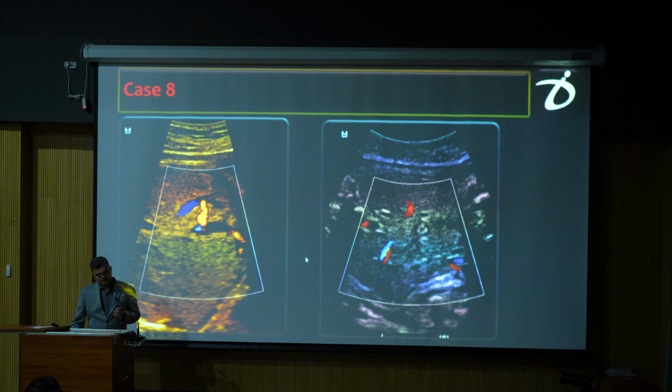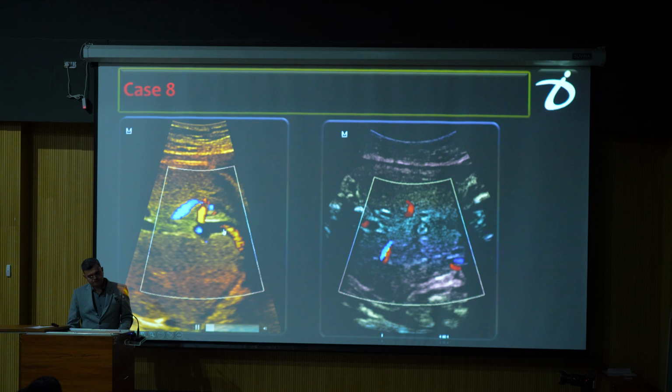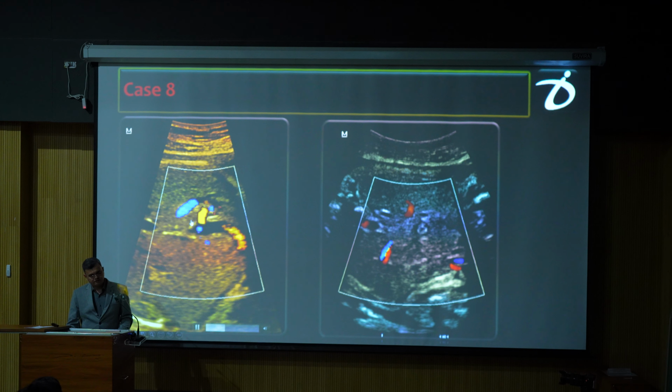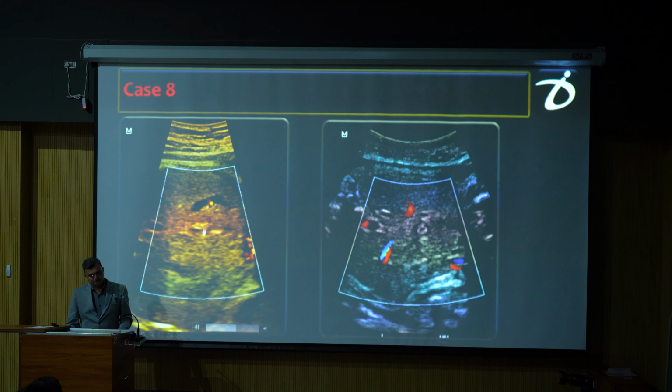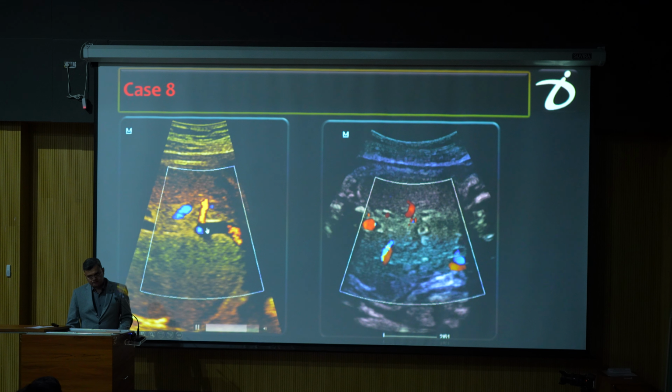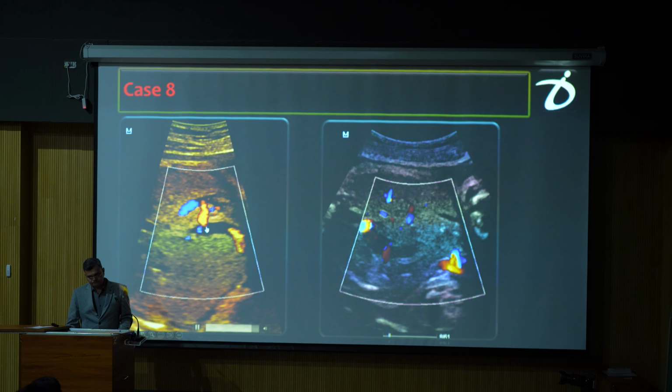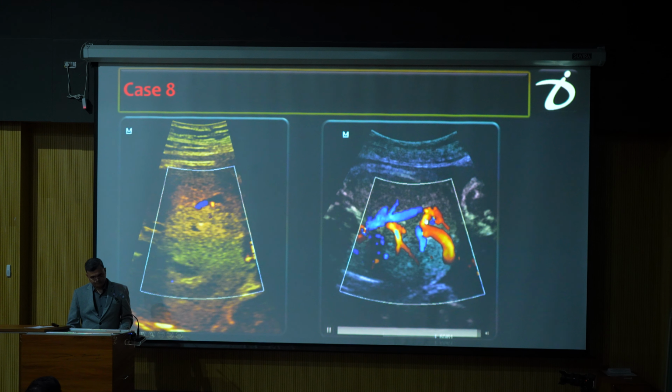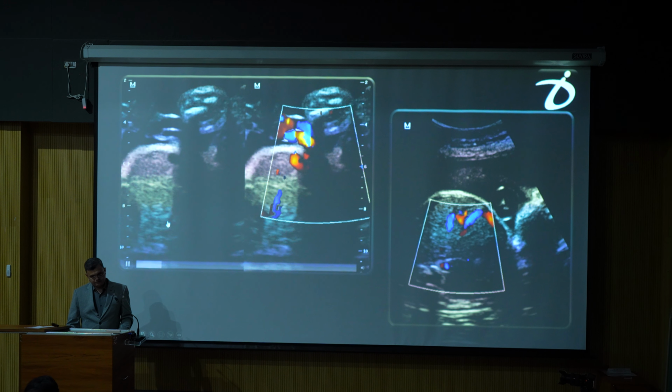Coming to the next case, here this is the umbilical vein, this is the hepatic vein. We see an abnormal channel going. So here we can see this is the umbilical vein, this is the hepatic vein, and there is an abnormal connection between them. This is in the sagittal view.